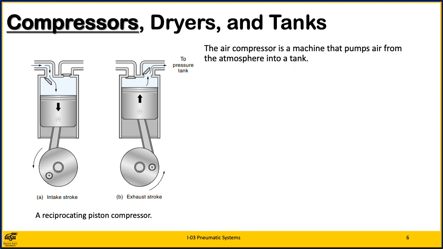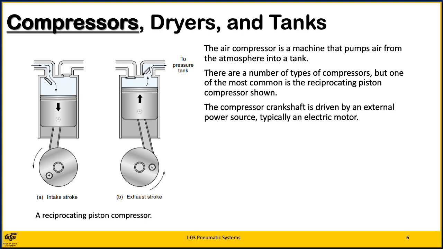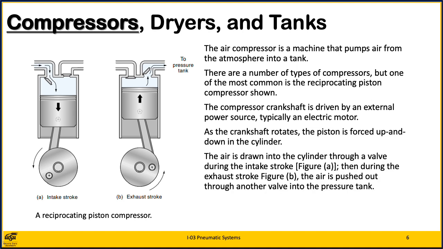The air compressor is a machine that pumps air from the atmosphere into a tank. There are a number of types of compressors, but one of the most common is the reciprocating piston compressor shown. The compressor crankshaft is driven by an external power source, typically an electric or diesel motor. As the crankshaft rotates, the piston is forced up and down in the cylinder. The air is drawn into the cylinder through a valve during the intake stroke, figure A, and then during the exhaust stroke, figure B, the air is pushed out through another valve into the pressure tank.